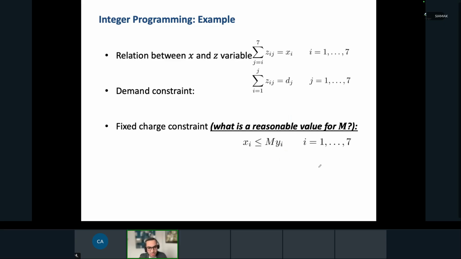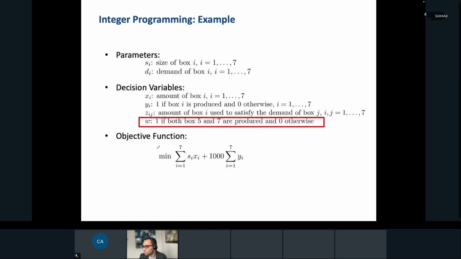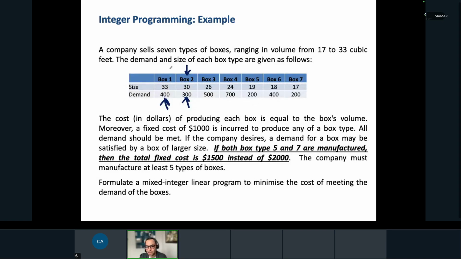What is a reasonable value for M? What do you think? How big should M be? Yes, we know M can be a very big number. But what can M be here? Demand. What do you mean by demand? For box 1, is it the demand of box 1? If we go back to the previous one, for x1 less than or equal to M y1, do you think that M should be 400?